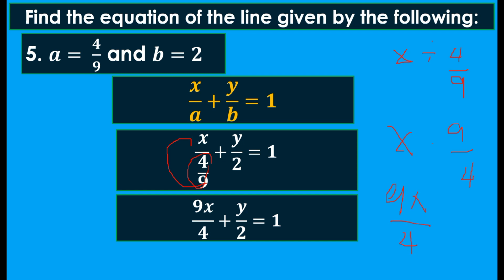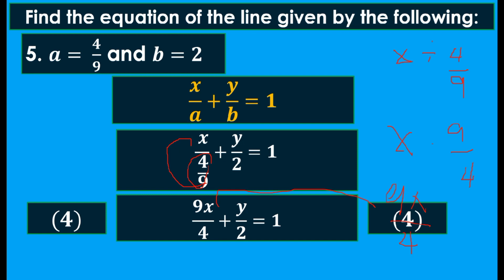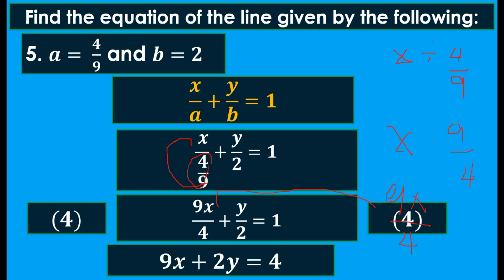Kaya siya 9x over 4 ito, plus y over 2 equals 1. Then, multiply both sides by 4. So, magiging 9x plus 2y is equal to 4.